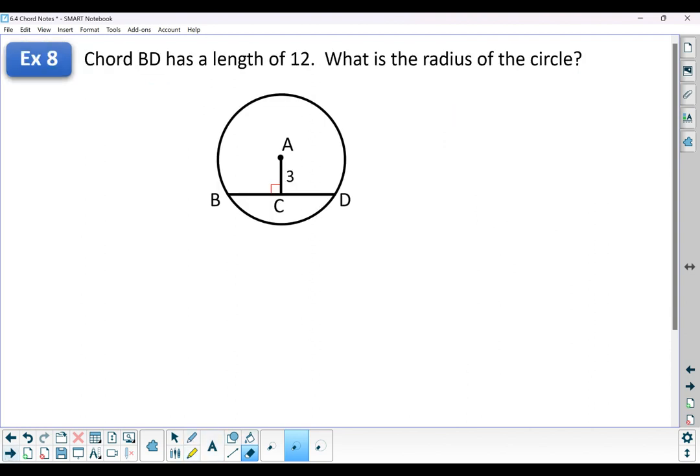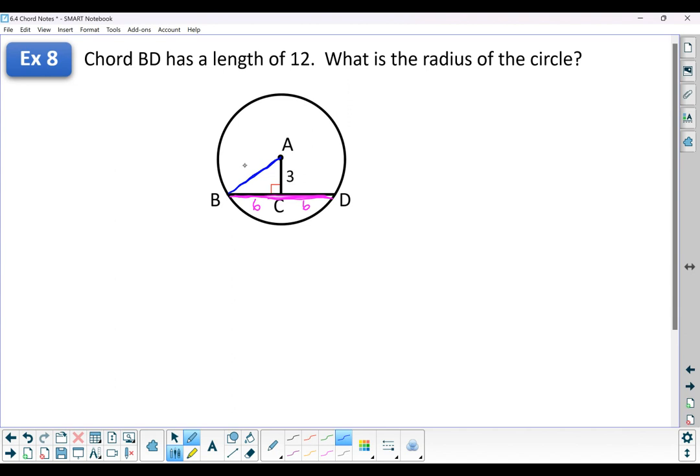All right, so next example, we have a chord BD has a length of 12, and we want to know the radius of the circle. So we have this chord has a length of 12, and this little perpendicular right here, it cuts that right in half. So we've got 6 and 6. Our goal is to figure out the radius of the circle.